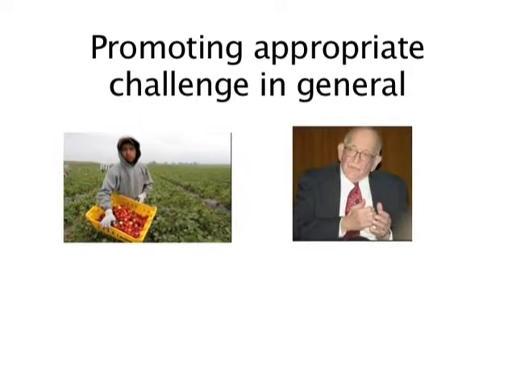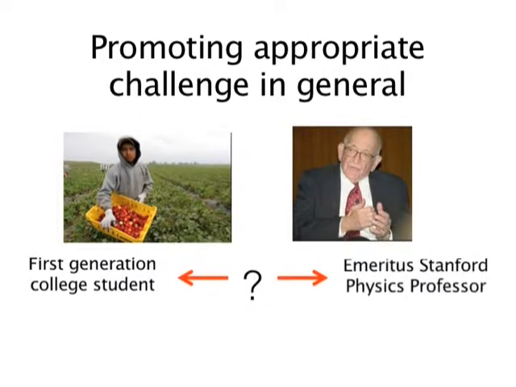Now, in my own classes, I have such diversity of students. Last year, I had a first-generation college student who came out of the migrant workers, and I had an emeritus Stanford physics professor. Now, I ask you, my friends, these are in my classroom. How do I approach that class with one set of tasks and information that is going to get both of those and everybody in between in their same perfect space of appropriately challenging?